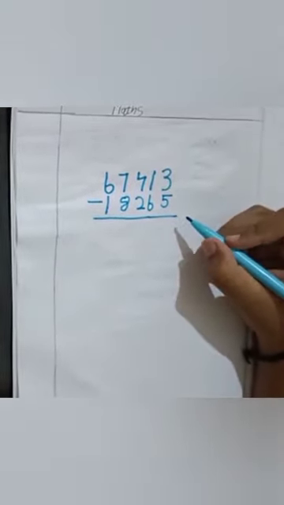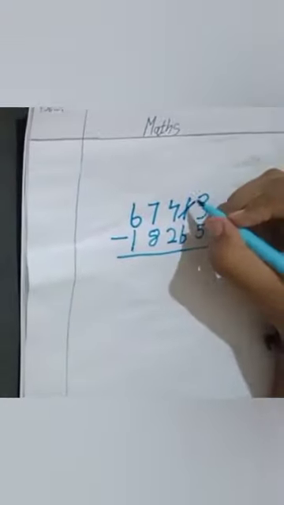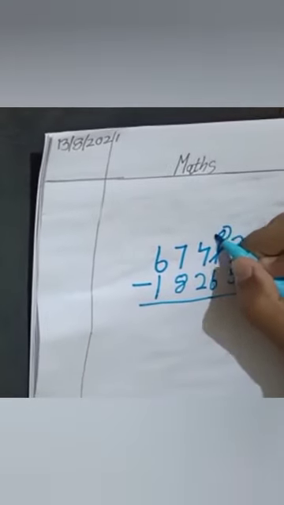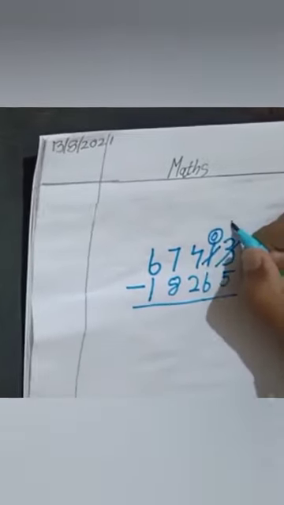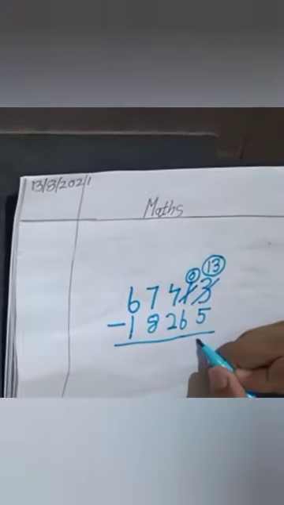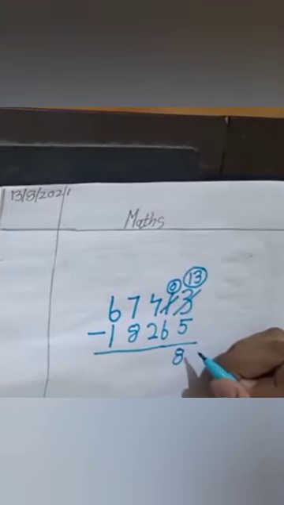Doing that is not possible. So we take borrow from the next number, which is 1. Once we take borrow, 1 will become 0 and 3 will become 13. 13 minus 5 is 8, so we put the answer as 8 here.